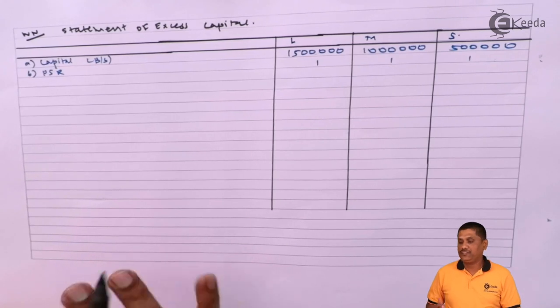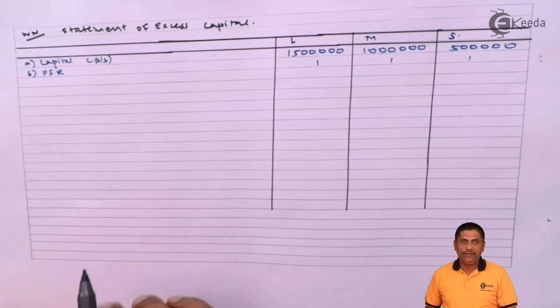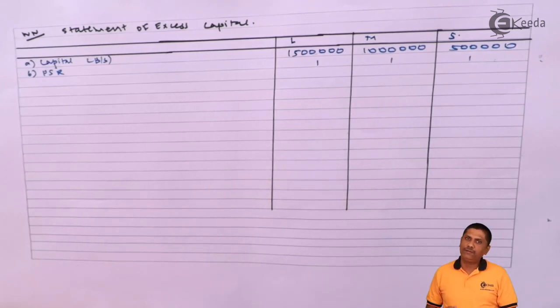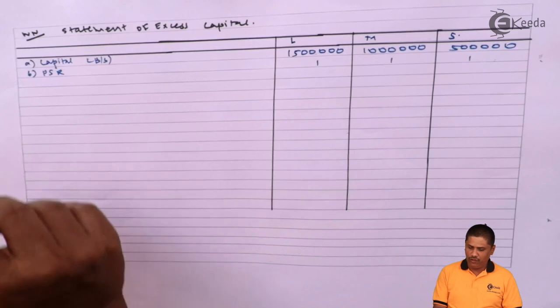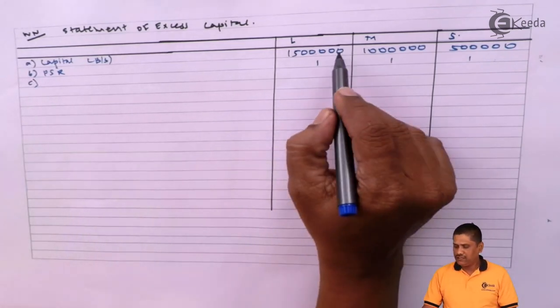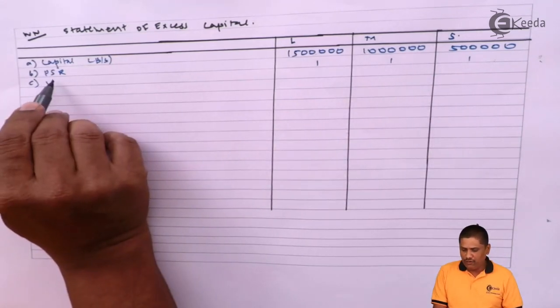So our first target is to know which partner is having extra capital, so that extra will be paid first, and then the remaining will obviously be in proportion to capital. So this technique we are following. Number B, we have written PSR. So considering this as a capital, considering this as a PSR, let us work out the unit value of capital.